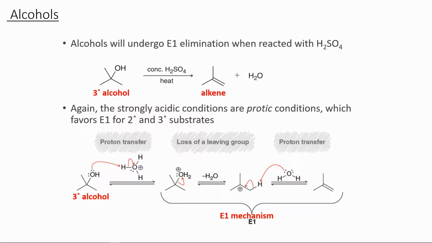We can also use concentrated sulfuric acid to convert a tertiary alcohol to an alkene using an E1 reaction. We'll protonate the alcohol, and then water will act as a weak base. First step, protonation, then the leaving group leaves, forming the carbocation, and then water acts as a weak base in an E1 mechanism to form the alkene product.